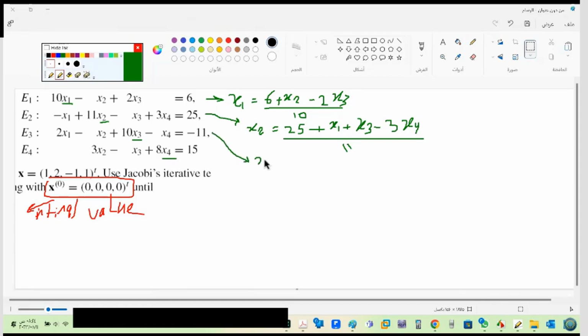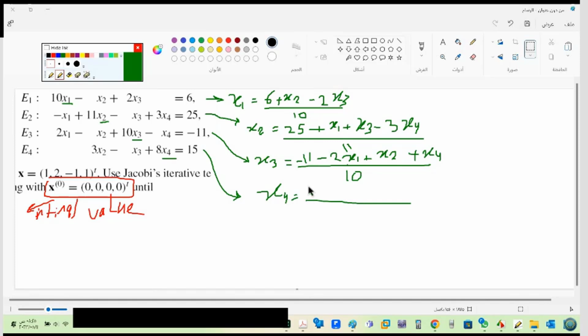For this one, yeah, we can make this minus 11, minus 2, x1 positive, x2 positive, x4 over 10. For this, we have x4, 15 minus 3, 2, positive 3 over 8. Is it clear this?